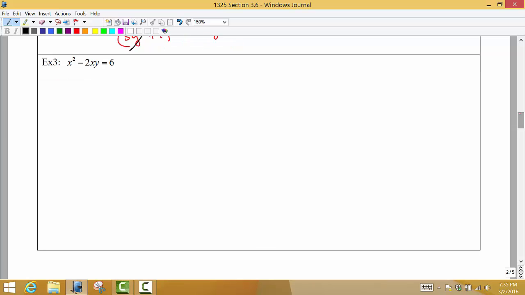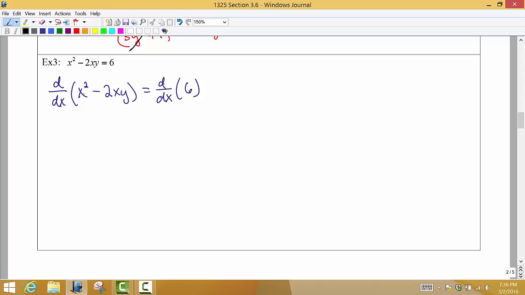Now this one's a little bit more interesting. Here we notice that we have x squared minus 2x times y equals 6. So here you have to be a little bit more careful. Anytime we have two variables multiplied together, we have to think about using that product rule that we've talked about in the past. So we're going to take the derivative with respect to x of both sides.